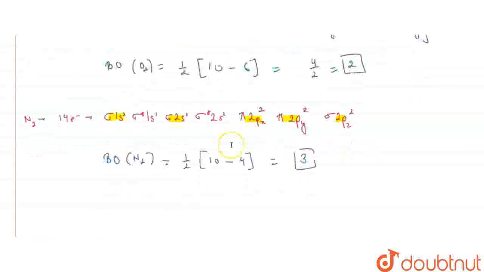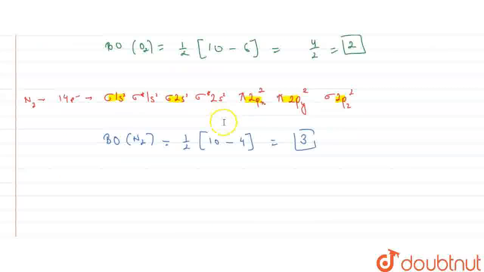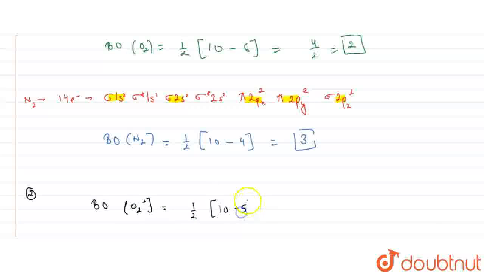So for O2 positive over here, we have O2. For O2 positive, we will have 15 electrons. That means 1 electron from this pi star 2py will be eliminated in O2 positive, therefore having only 5 electrons in the anti-bonding orbital. So let me write second option over here. So for the second option, bond order for O2 positive will be half times 10 minus 5. So this comes out to be 5 by 2, which is 2.5.